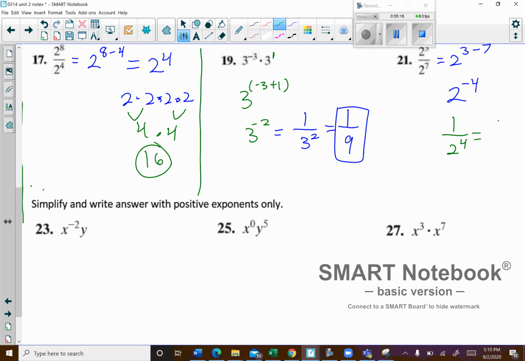And so let's see. 2 times 2 times 2 times 2. So let's see. I'll get a 4 and then another 4. 4 times 4 is 16. So I'll end up with 1 over 16 right there.